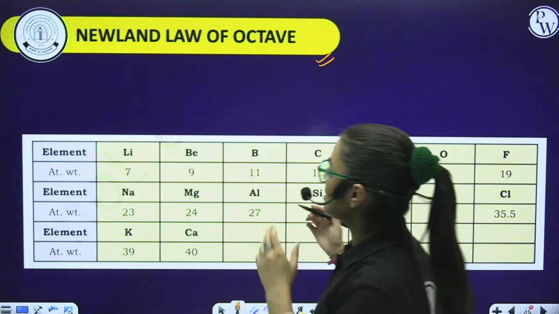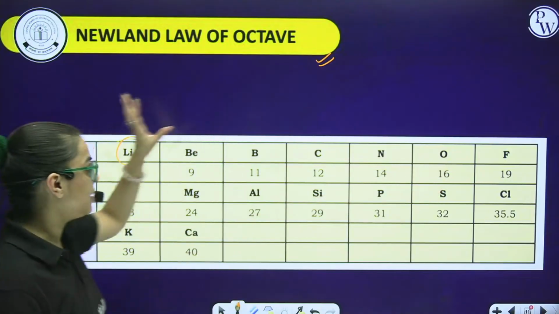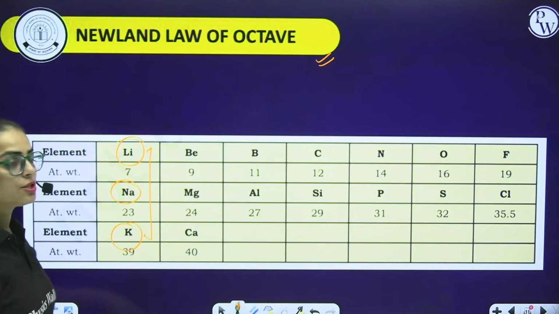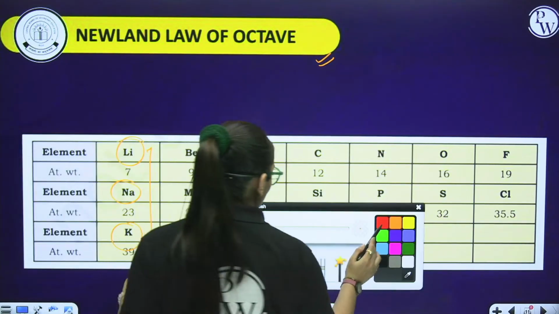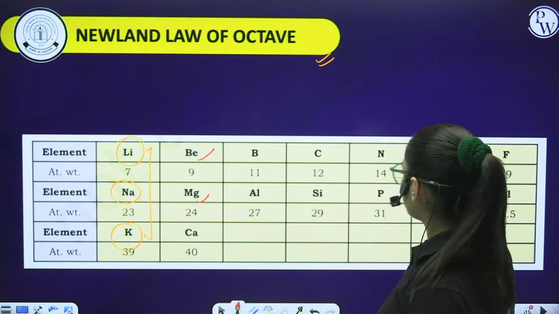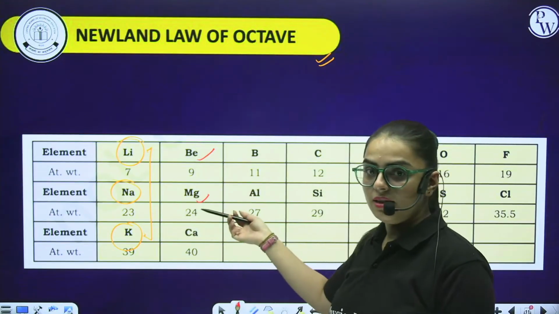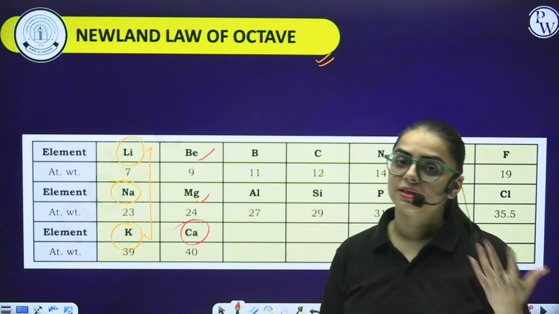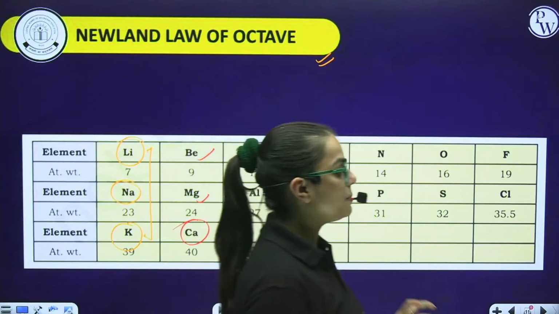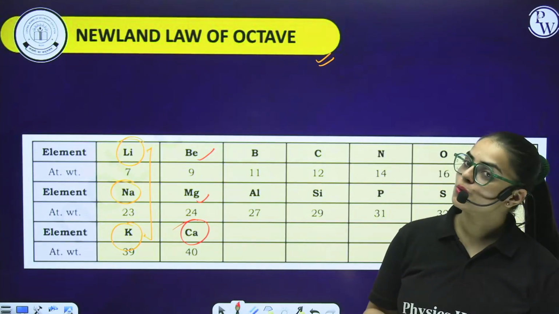You can see that if we start from lithium, beryllium, boron, carbon, nitrogen, oxygen, fluorine, then the eighth element is sodium. Then again the eighth element is potassium. So these three elements will show the same properties. In a similar way, if we take any element, it will show similar properties with its eighth element: 1, 2, 3, 4, 5, 6, 7, and the eighth. Then again it starts. But it was only valid till the calcium atom. So the first element and the eighth element show similar properties, but only till calcium. So it also failed.